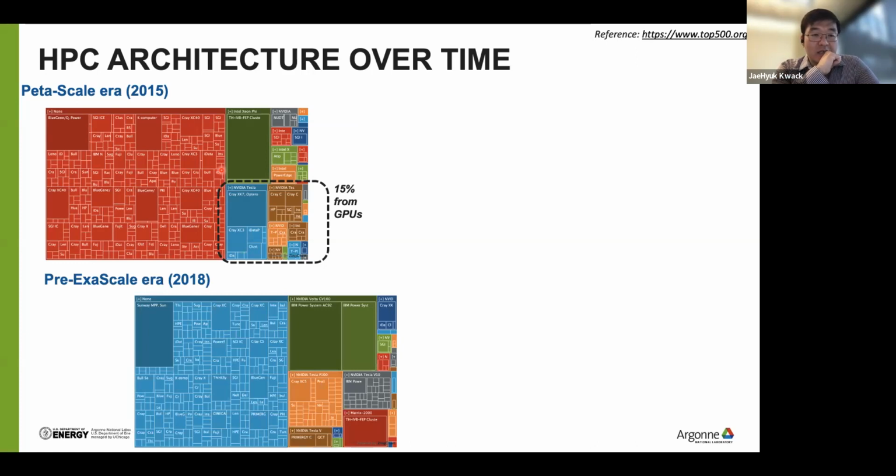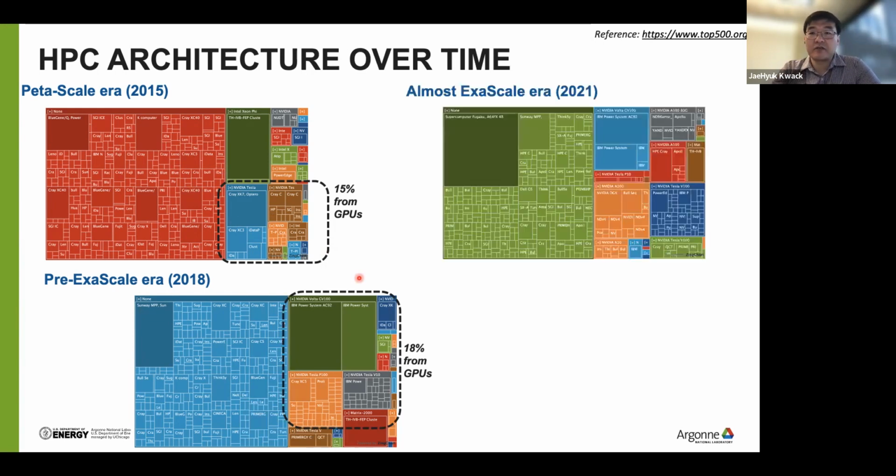I also chose 2018 as the pre-exascale era. In 2018, we had several hundred petascale systems in the Top 500, including Sierra. Around 18% of performance came from GPU systems on the Top 500 list. Then I chose 2021 as the almost-exascale era, because last year we had a half-exascale system on the Top 500 list. We were not at the exascale era yet, but almost. In 2021, the GPU portion of performance became twice what it was three years ago: around 38% came from GPUs.